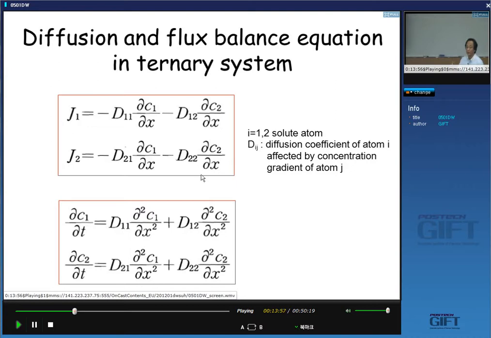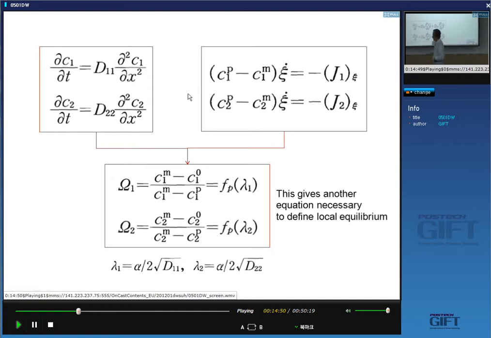So in rigorous form, the flux of solute 1 can be written down in this form, and flux 2 also can be written down in this form. When we assume the diffusivity does not strongly depend on the concentration itself, then we can derive the second law in this form. At first, let's assume that these two terms are small enough to ignore. Then we can write down the diffusion equation in this form.